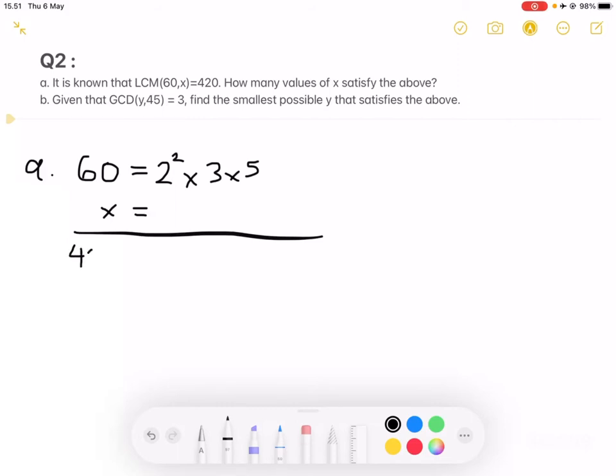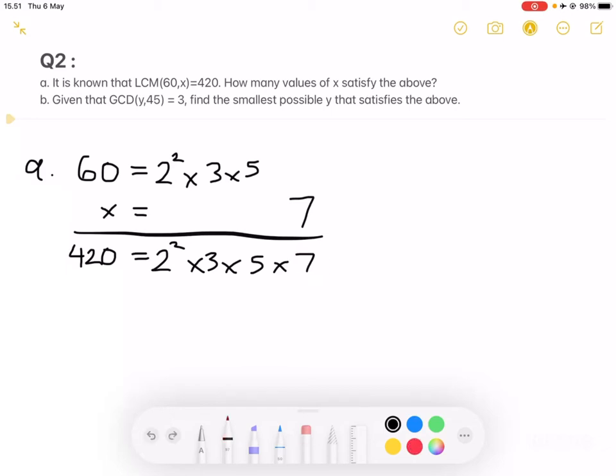And we know that the LCM is 420, which is expressible as 2 squared times 3 times 5 times 7. Notice that we have a factor of 7 in the LCM, but we don't have a factor of 7 in 60. Therefore, x must contain at least a factor of 7, otherwise the LCM wouldn't contain a factor of 7.